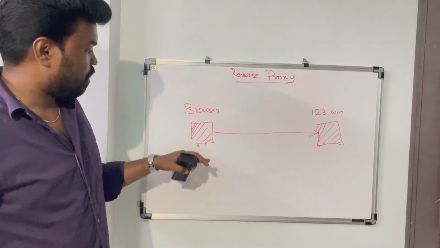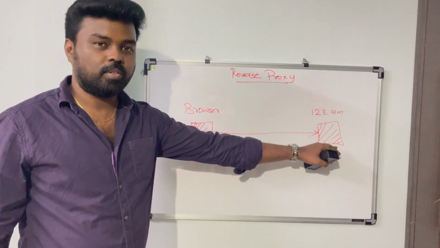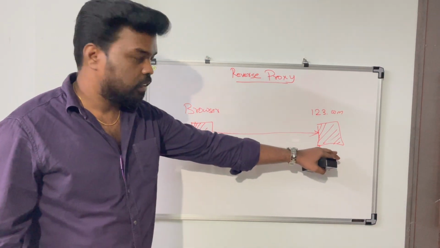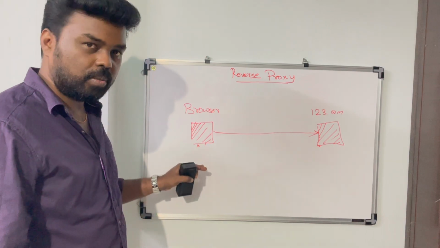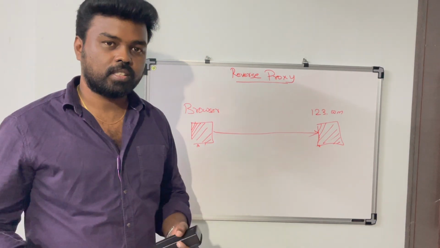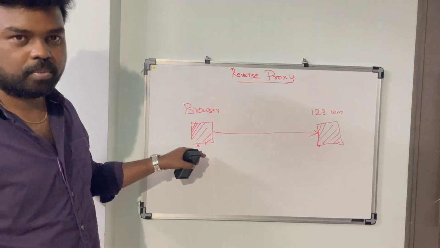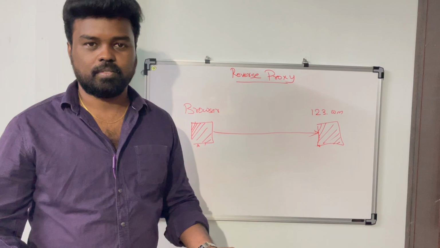Okay, so now we have a client, a similar example, we have a browser, and then we have a server 123.com. Now, this server could be your application server, which receives the request from the browser, processes the request, sometimes fetches the data from the database, and then gives the response back to the browser. That's why we call this particular server an application server, right?